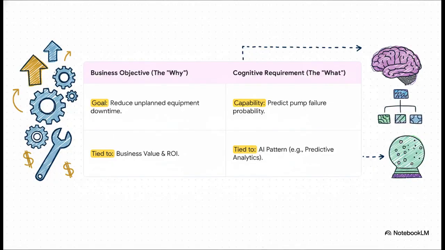And this right here just lays it all out perfectly. On the left, you have the why, reduce downtime by 30%. That's tied directly to business value, to ROI. On the right, you have the what. The system has to be able to predict pump failure. This is the AI's specific job. And that job points us toward a general type of AI solution, which the methodology calls an AI pattern. In this case, it's pretty clearly predictive analytics. See the flow? Business goal to AI capability to AI pattern.